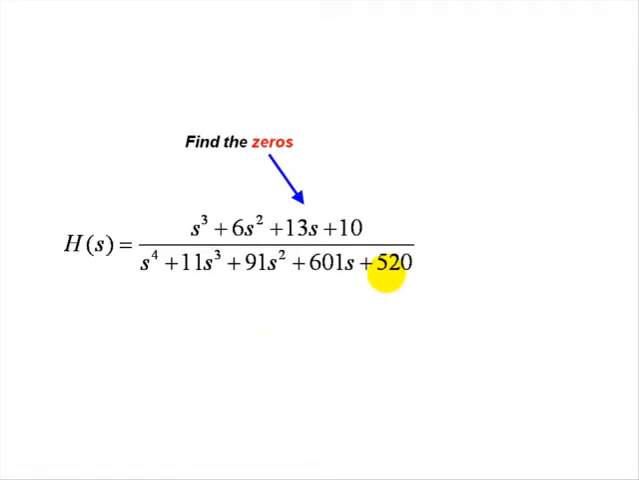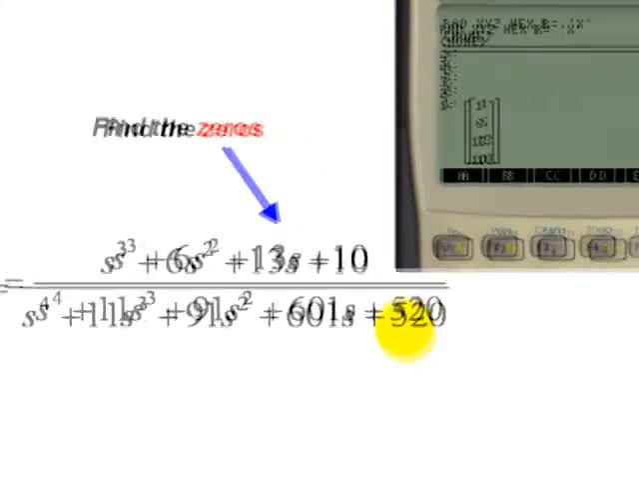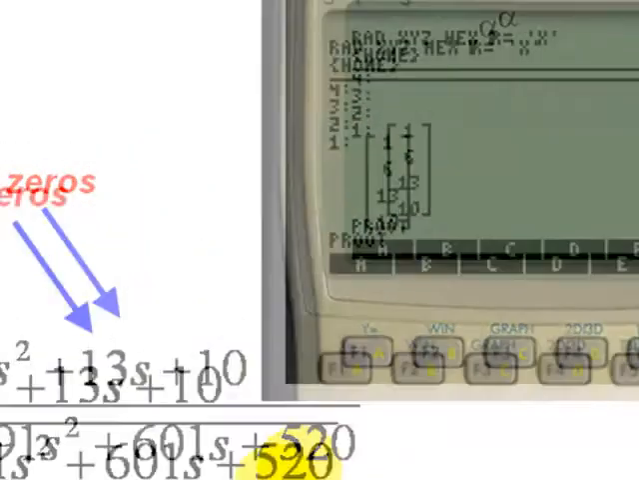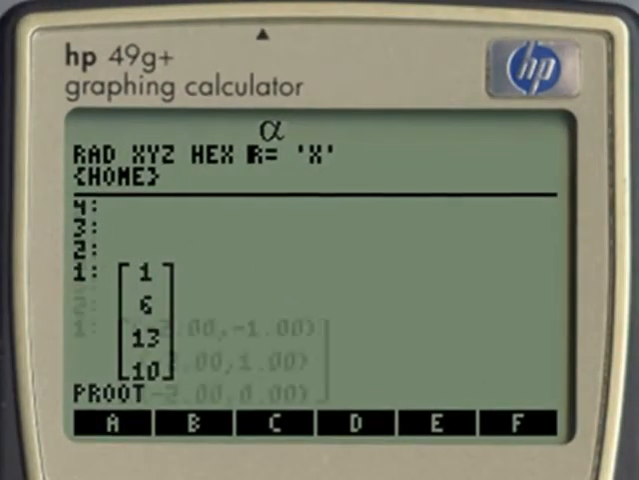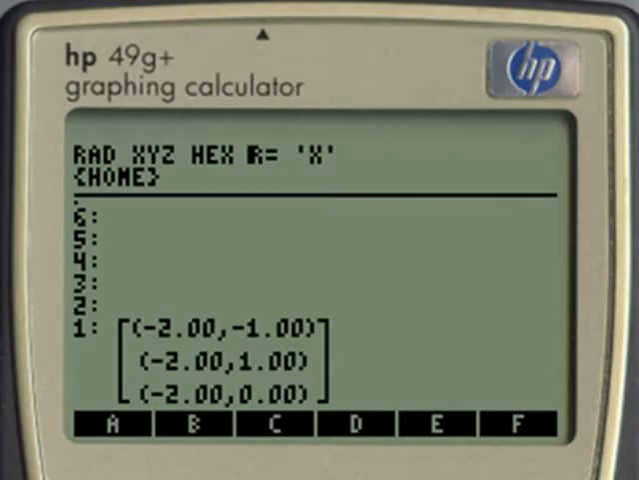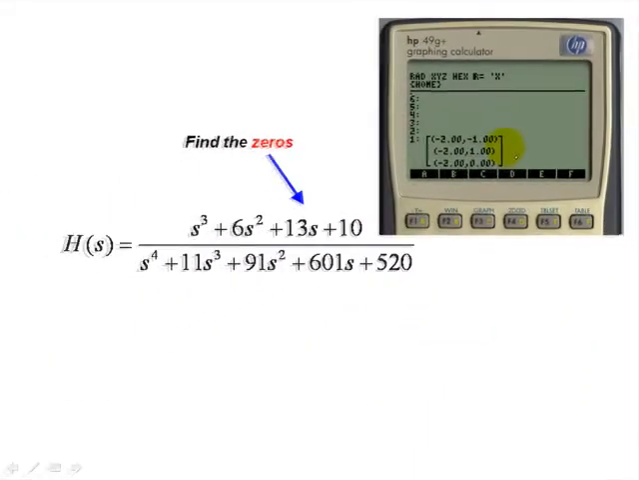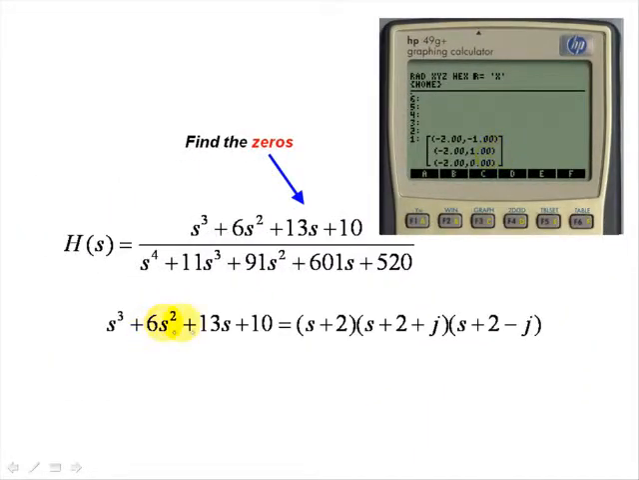Let's find the zeros on the calculator. We enter the coefficients of the polynomial in the numerator as a vector. Issue the command to find polynomial roots, and the zeros of the transfer function are these: 1 real and 2 complex conjugates. This allows us to write the numerator as a product of factors.